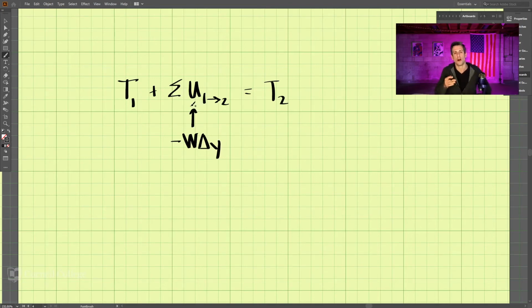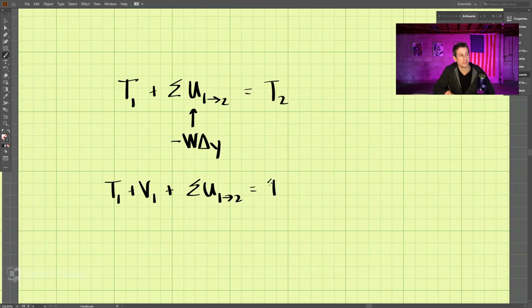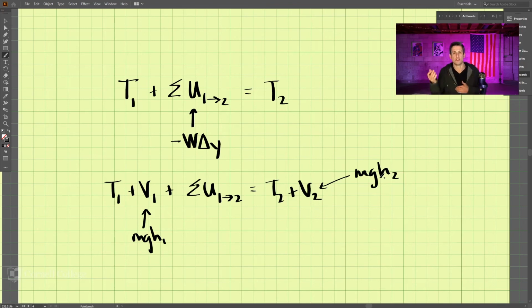The book goes on to break out potential energy from the conservation of energy equation. So they offer this alternate form, which is T1 plus V1 plus the sum of the work from 1 to 2 equals T2 plus V2. It's just as confusing that T is the kinetic energy, because they use V as the potential energy term. So what sort of things can we put into this potential energy term? If we want to add weights and the movement of height, we would add things like mgh1 over here, and then mgh2, where 1 and 2 are the respective heights at state 1 and state 2.